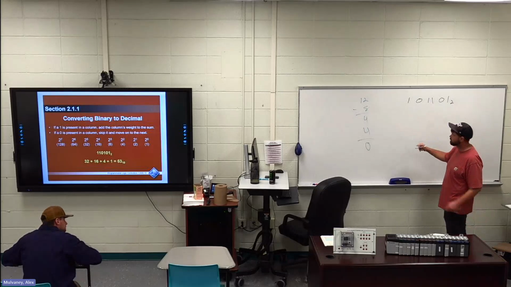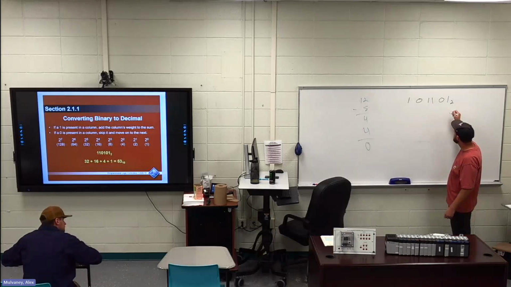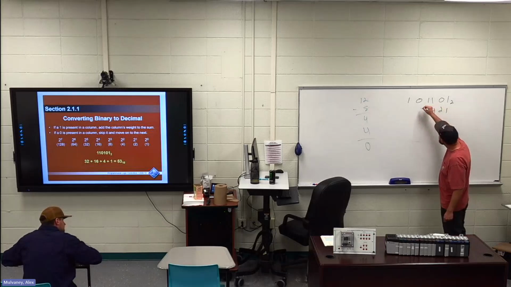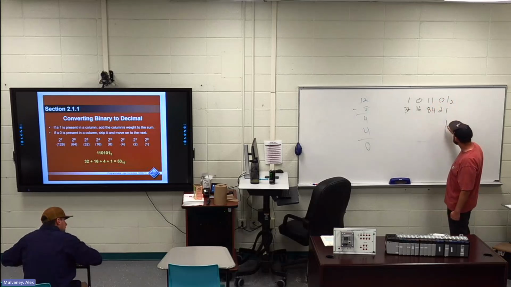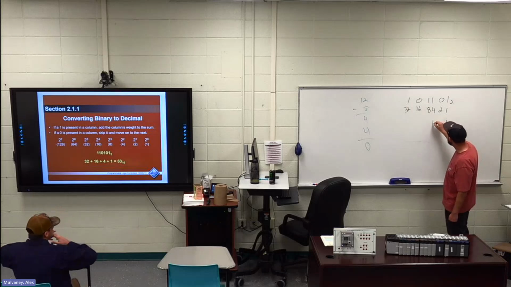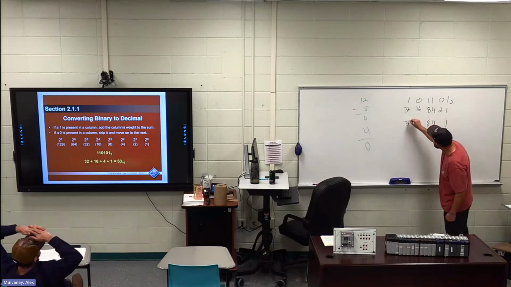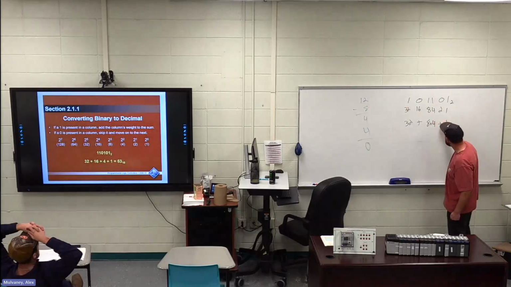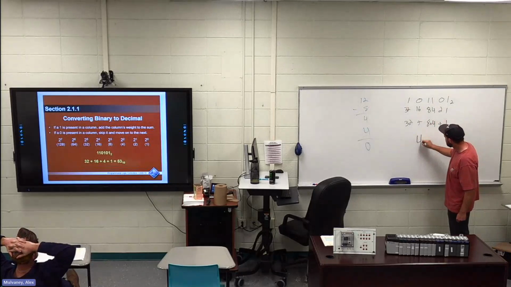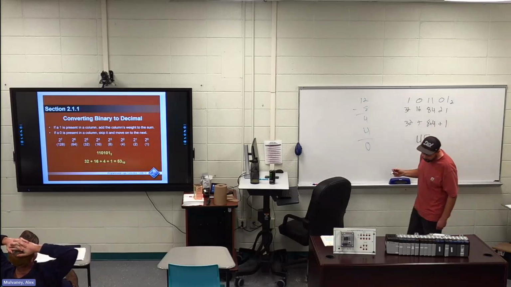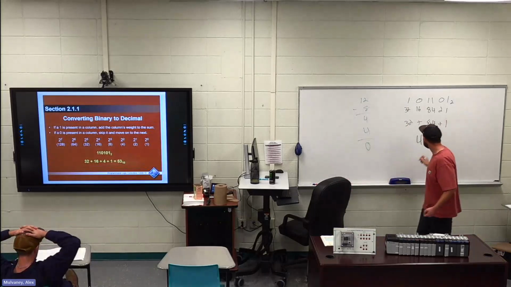So we start over here, and I know this is my what column? Ones, 2, 4, 8, 16, 32. And then if it's turned on, then I get that number. So do I get a 1? Yes. Do I get a 2? Nope. I get a 4, I get an 8, and I get a 32, and I add them together. 40, 44, 45. Is that what they got? 45. And that's a decimal number, so that's base 10.